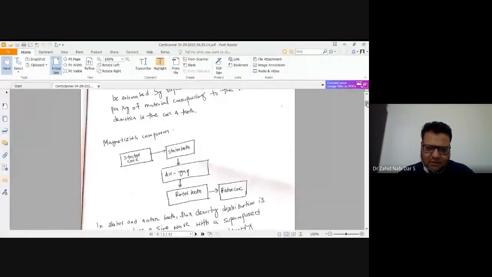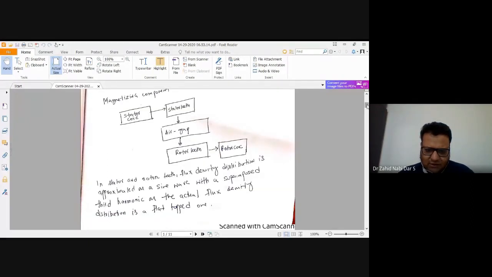And now your magnetizing loss, it comprises, see, magnetizing loss is you are giving supply to your stator, flux gets established in the stator core, it interlinks with the stator teeth. Then after the stator teeth, there is some distance, a gap between rotor and the stator, and this gap is the air gap. And from the air gap, then again this flux gets induced to rotor teeth and finally to the rotor core.